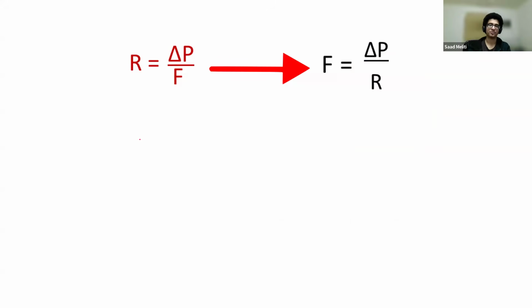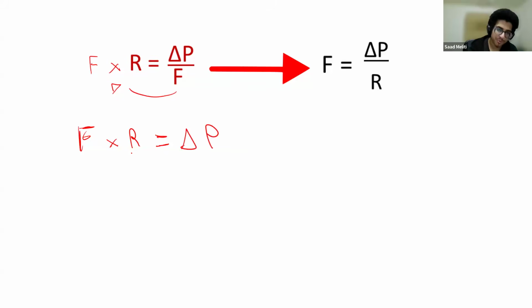Remember the equation we had before, which is resistance equals the pressure gradient divided by flow. What we can do is take this F over here and multiply it by resistance. Once we multiply it, we have F times R equals the pressure gradient. Then we can move the resistance over here and divide it. So that's how we get this: flow equals the pressure gradient divided by the resistance.